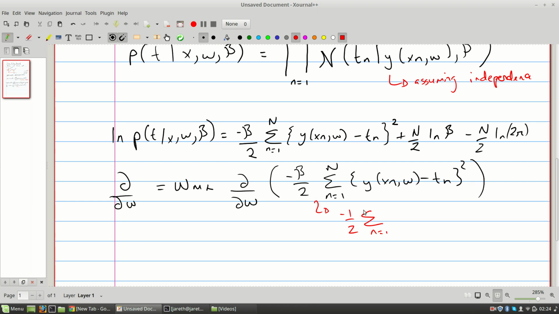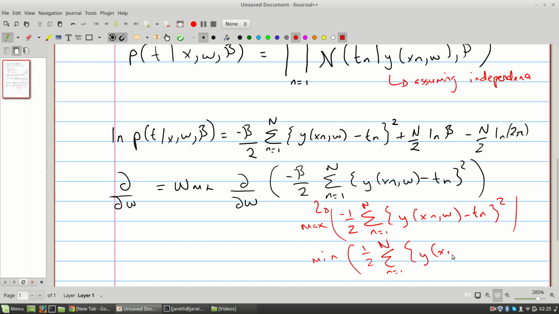Summation n equals 1 up to N of y(xn, w) minus tn squared. So we're trying to find the max of this, right? Which is the same as minimizing 1 over 2 summation n equals 1 up to N of y(xn, w) minus tn squared.